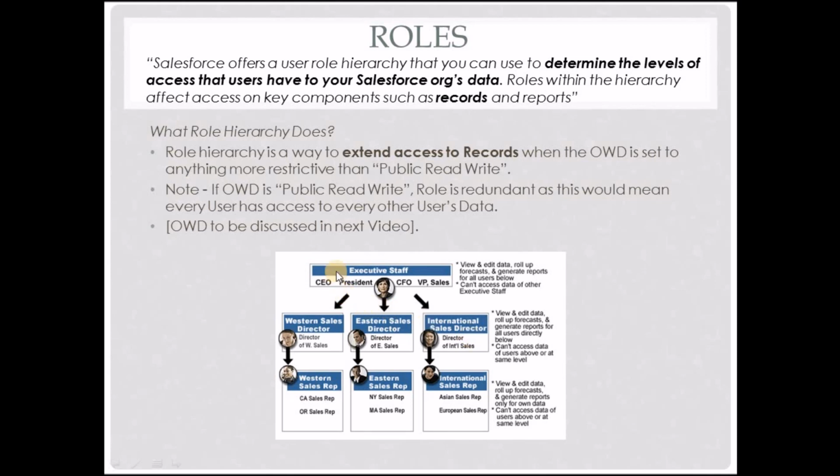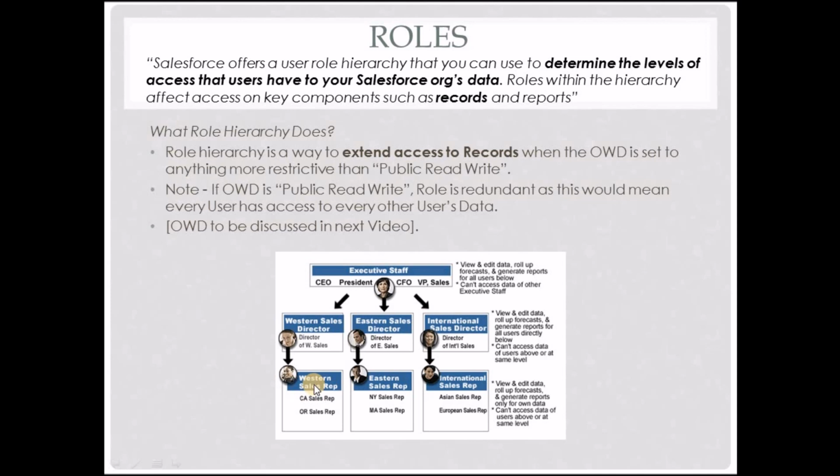For example, let us look into this image. Here, in this organization, there are multiple roles at multiple levels. The top level is the executive staff, which comprises CEO, President, CFO, VP Sales, etc. Next we have the Western Sales Director, and then we have the Western Sales Rep.